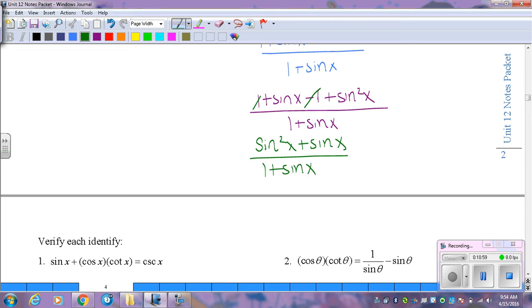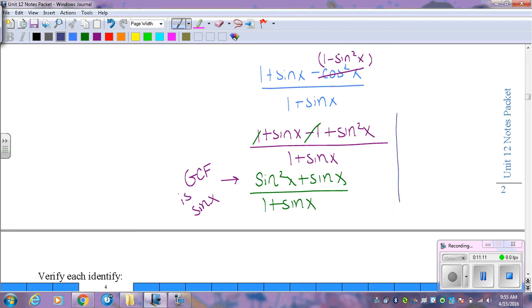All right, if you'll notice in the top you have a GCF there. Your GCF for this one is going to be what? Good, sine x. So I'm going to take out a sine x. I'm going to come back up here. So if I take out a sine x, what am I left with? Good, sine x plus 1.